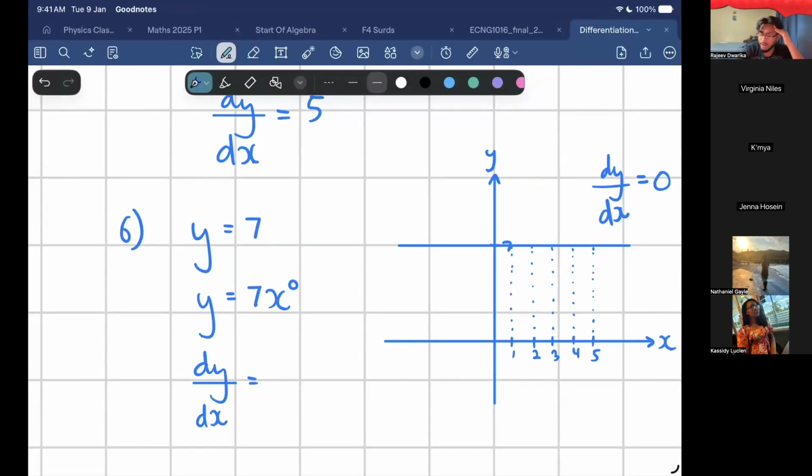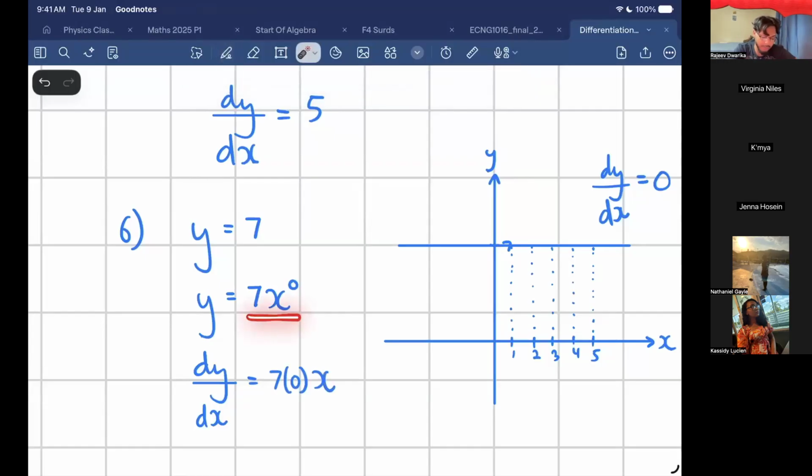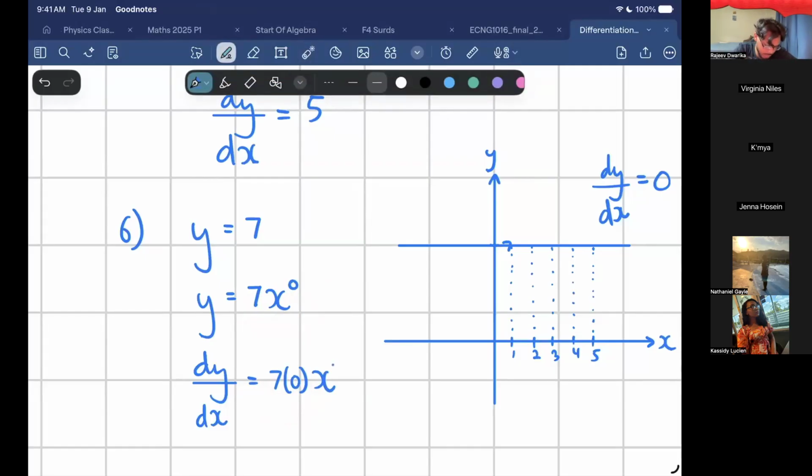So remind me, Nathaniel, what do you do with the powers? You multiply by the power. So this would be what? You tell me. It would be 7 by 0. So you're multiplying everything by the power. The power is 0, so that's 7 by 0, and then you take away 1 from the power. So 0 minus 1 is -1.